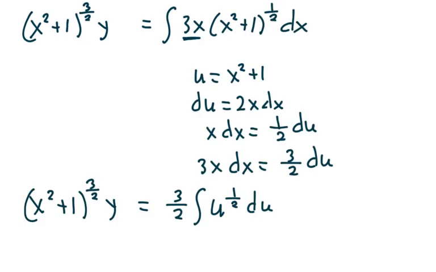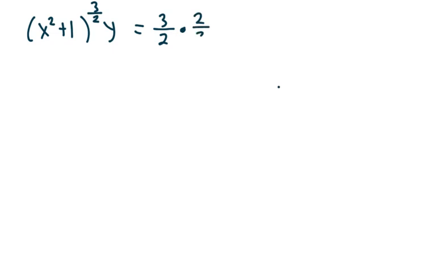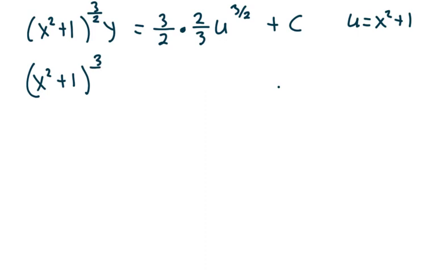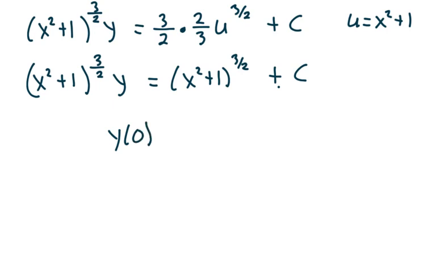So x squared plus 1 to the 3 halves y is 3 halves times the antiderivative of u to the half, which is 2/3 u to the 3 halves, and then we add c. But remember that u is x squared plus 1. So x squared plus 1 to the 3 halves y is x squared plus 1 to the 3 halves plus c. Now, y of 0 is 2.